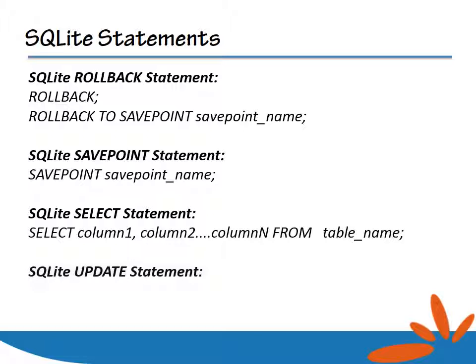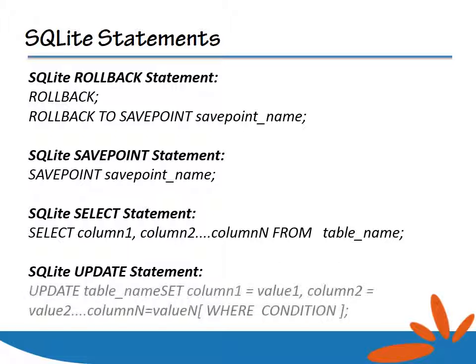The next one, SQLite SELECT statement. The code is SELECT, specify the first column, FROM, specify the table name, used for querying or searching a particular record. The next one is the SQLite UPDATE statement. The code is UPDATE, specify the table name, SET, specify the column and its value going to the last column, used for updating a particular record in a database.